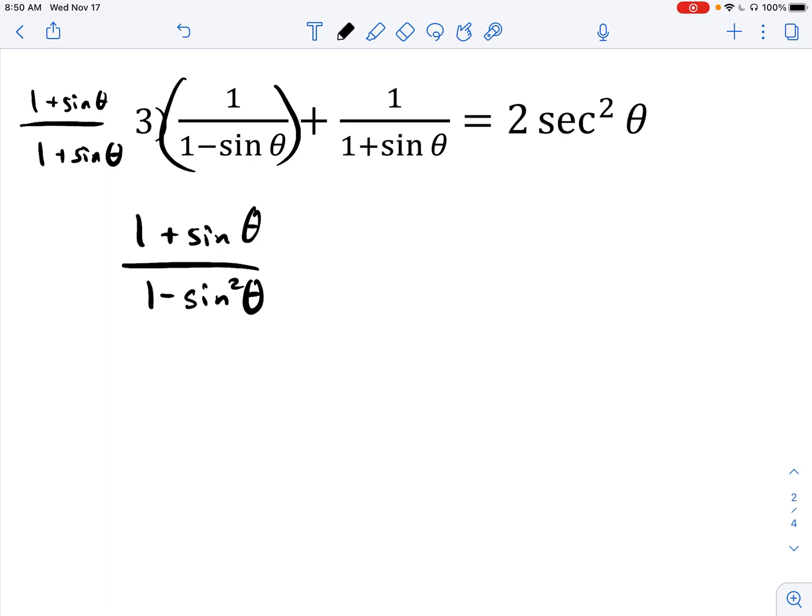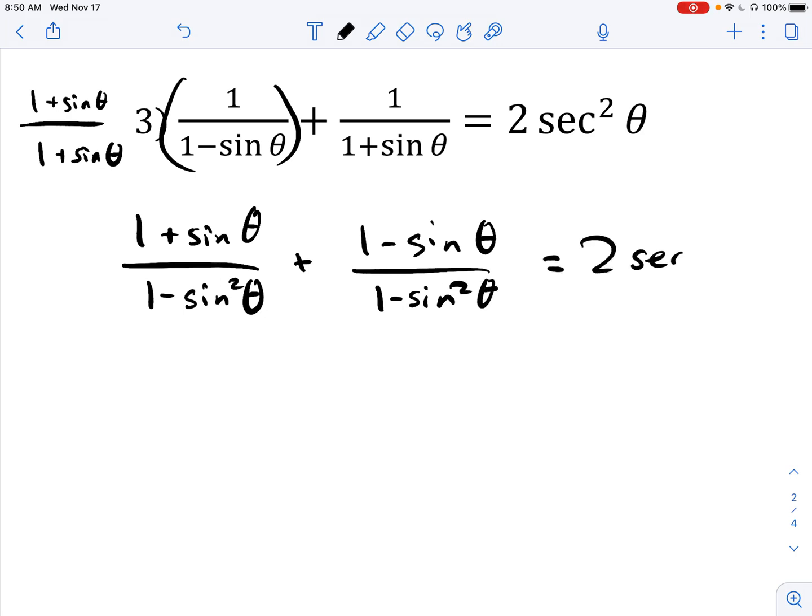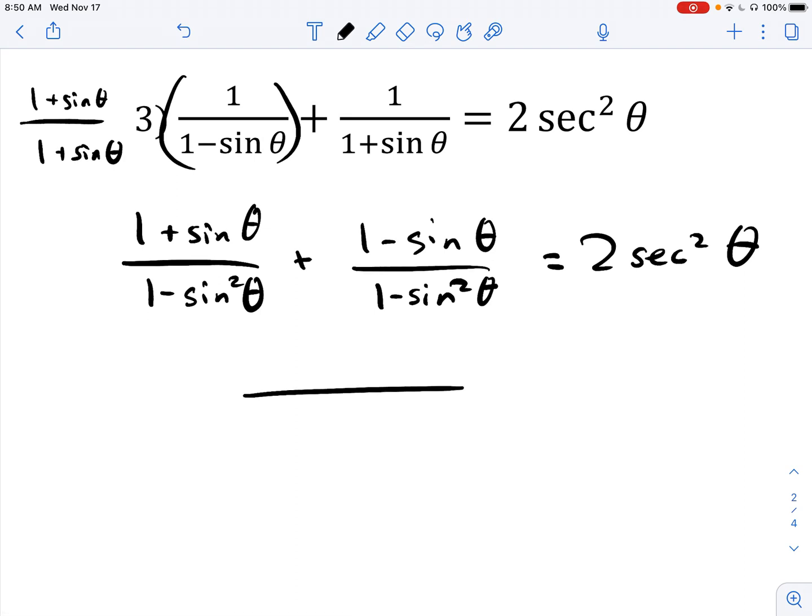And I'm going to do something similar here with the second fraction. I'm going to multiply this by 1 minus sine theta. And in the denominator, 1 plus sine theta, again, times 1 minus sine theta. There's a common denominator. And then now when I combine these fractions, we have 1 plus 1, which is 2. Sine theta minus sine theta, that's just 0. All of that is over, let me actually write that 2 in the center, 1 minus sine squared theta.